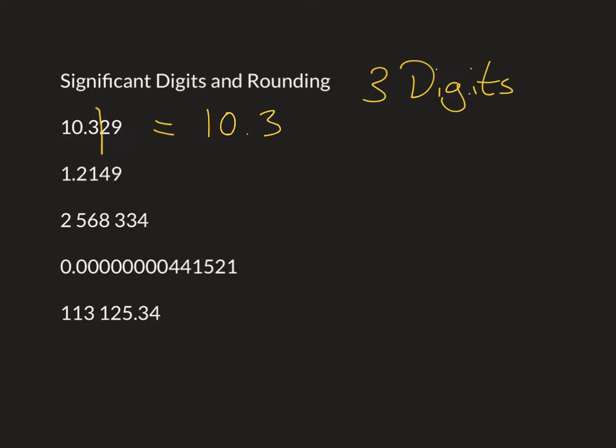We'll do another one. Looking at my 1.2149, again, I want to round to 3 digits. My first 3 digits are these guys here, that 1.21.